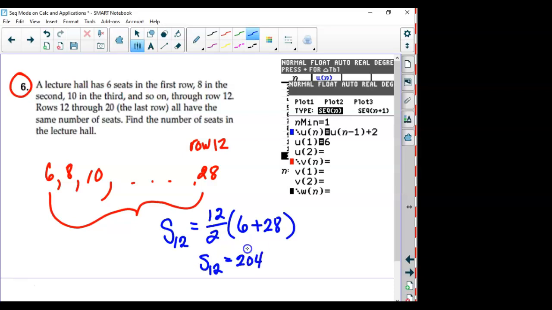Now, we have a little trick to this question. I already added row 12, right? So we have left 13, 14, 15, 16, 17, 18, 19, and 20. 8 more rows. And each of those 8 rows has how many seats, it says? All have the same number of seats, so they all have 28. So we have 8 more rows that each have 28 seats. So that's the final answer for this, and I would not ask it that complicated on the quiz. 428, anybody?